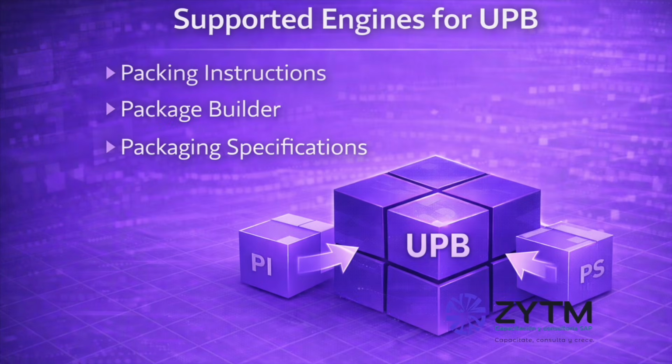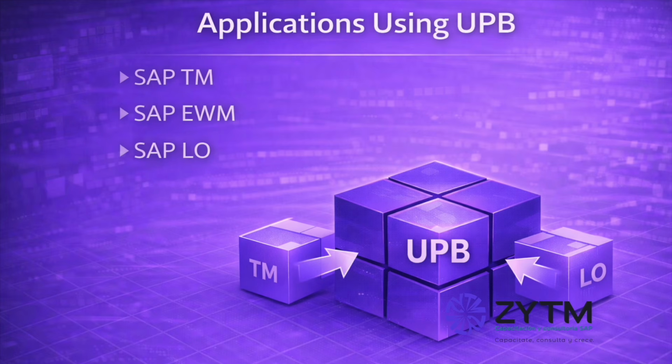Unified package building does not replace existing packaging engines. Instead, it integrates them under a single logic, allowing the use of packing instructions, package builder, and packaging specifications, depending on the business process. UPB is a reusable component within SAP S/4HANA and can be consumed by multiple logistics applications such as SAP Transportation Management, SAP TM, Extended Warehouse Management, EWM, and Logistics Execution, LO.